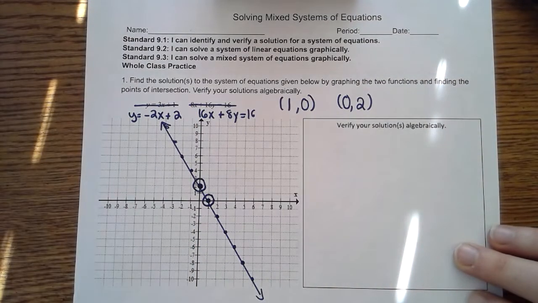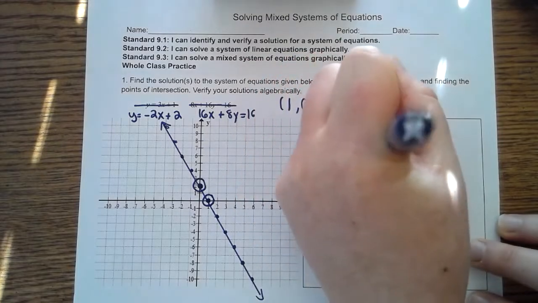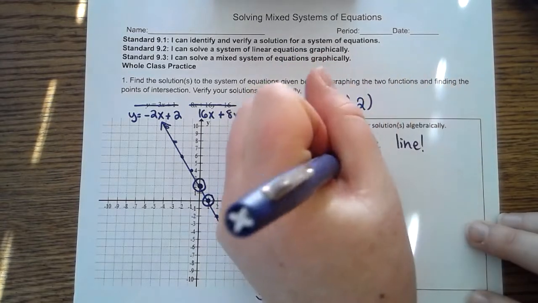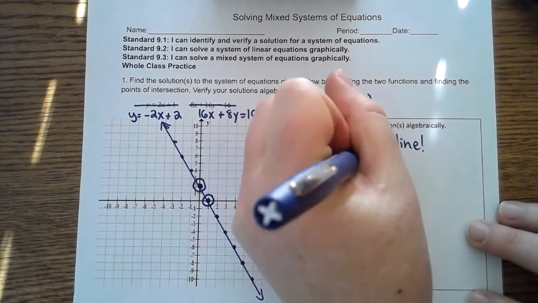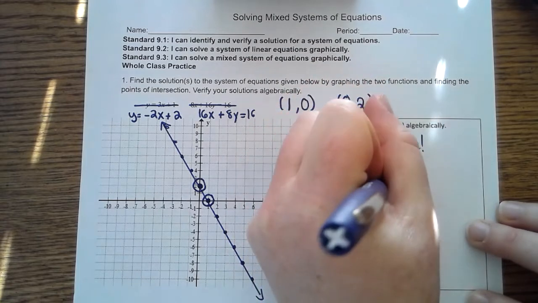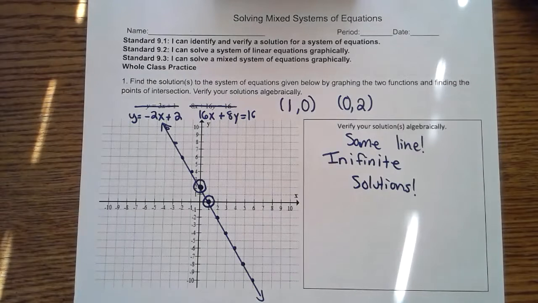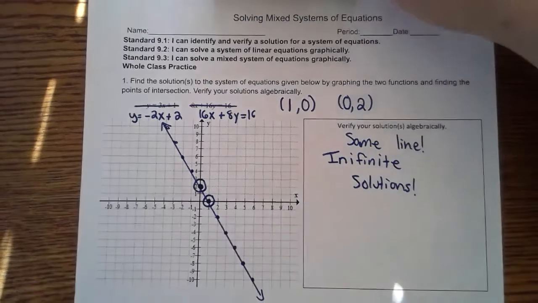And would you look at that? These are the same line, which is infinite. So that's infinite solutions. So we actually don't have to check right there. Okay, pause that if you have any questions there. Let's move on.